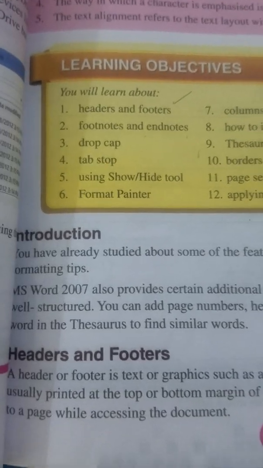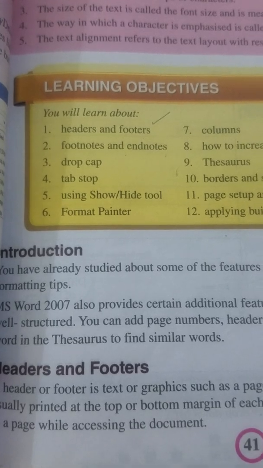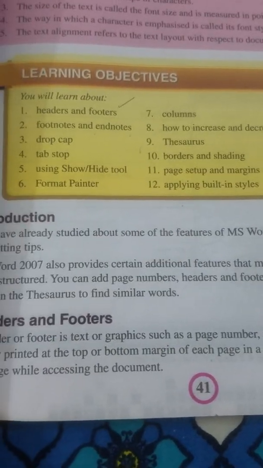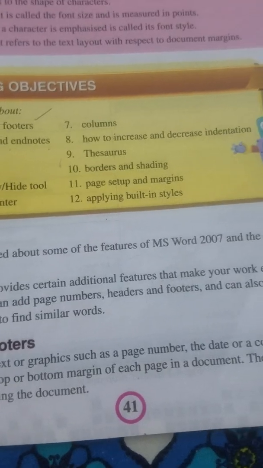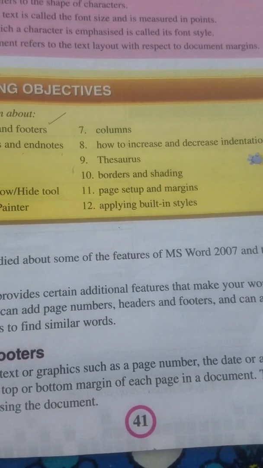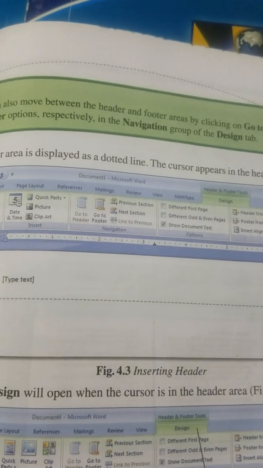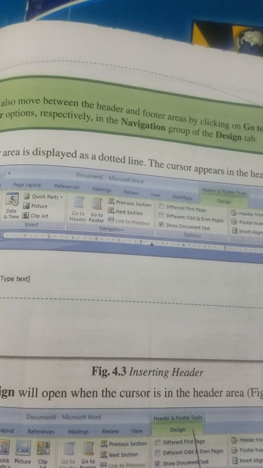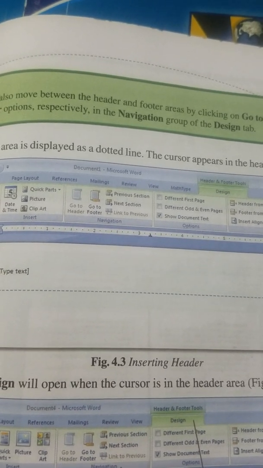Our first topic was header and footer. A header or footer is text or graphics such as page number, date or computer logo or company logo that is usually printed at the top or bottom of each page in a document. A header is the text that appears at the top margin of every page, while footer is the text that appears at the bottom margin of every page.